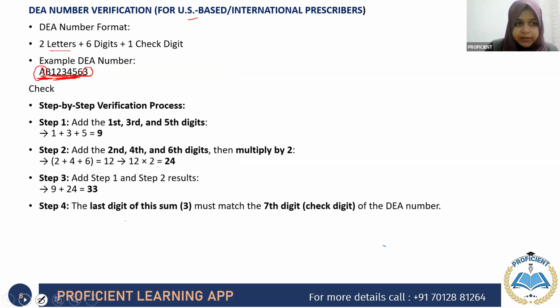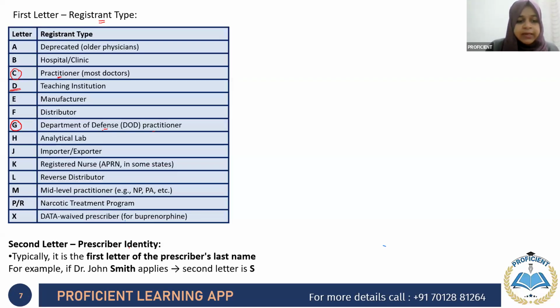Then there is the second letter. The second letter is the first letter of the prescriber's last name. See here, the doctor's name is John Smith. The last name is Smith, and the first letter of the last name is S. So the second letter will be S in Dr. John Smith's case. If he's a normal practitioner, his first two letters will be CS.